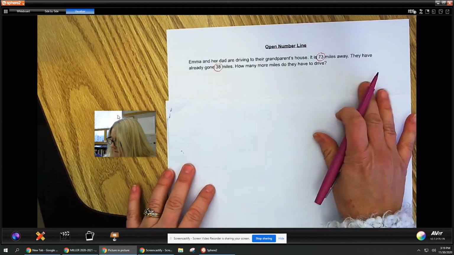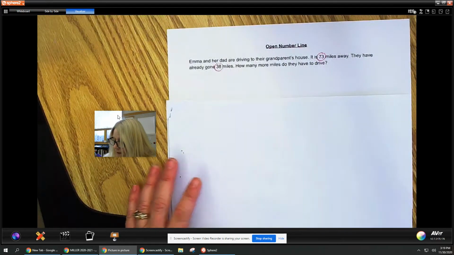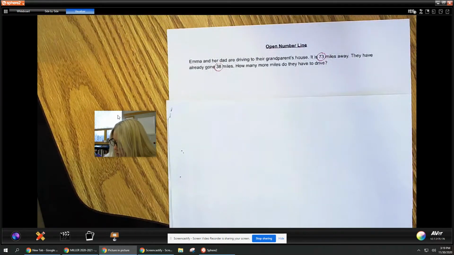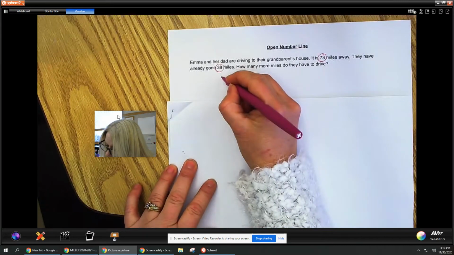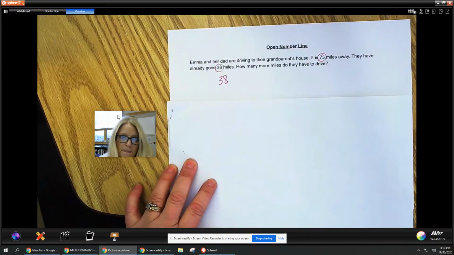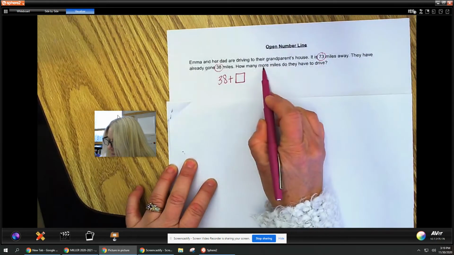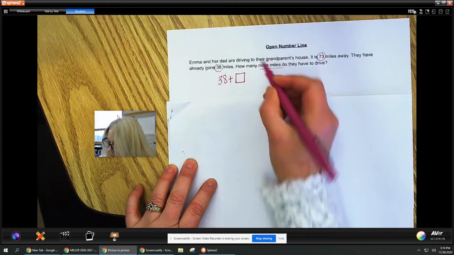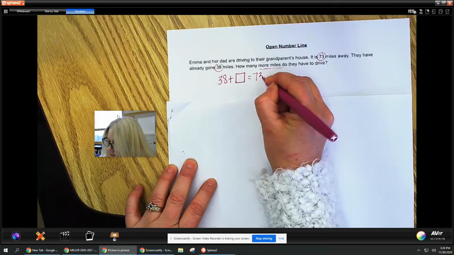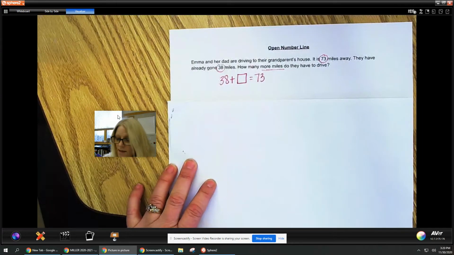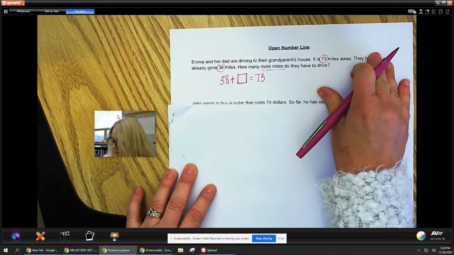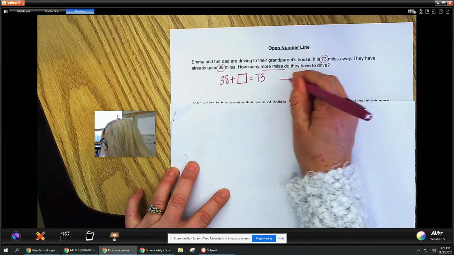So my first thing I need to do is write an equation. So we know that they've gone 38 miles. We don't know how much farther they have, how many more miles. And their destination is in 73 miles. So that is your equation, so you got 1 point. Next, you want to draw a number line.